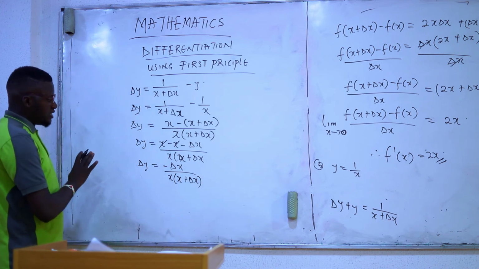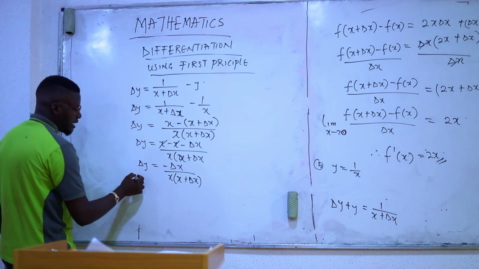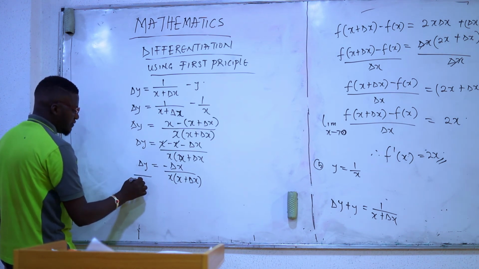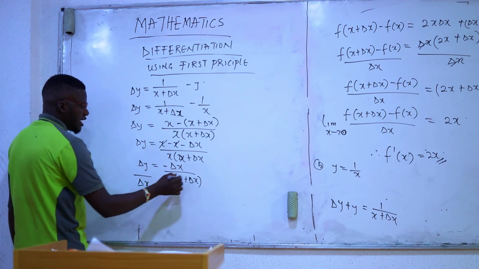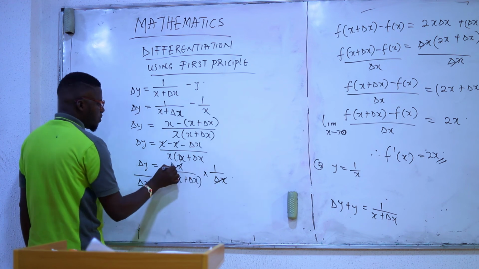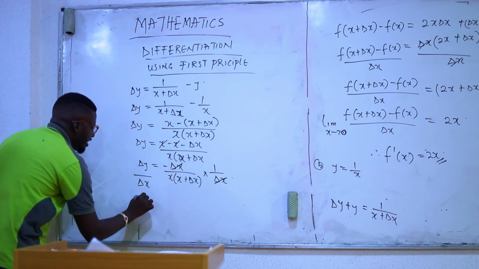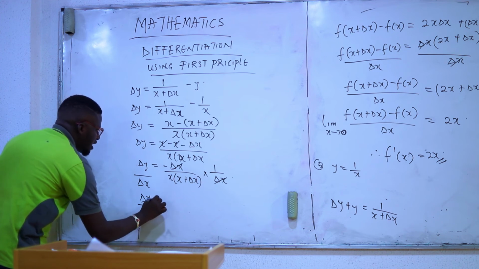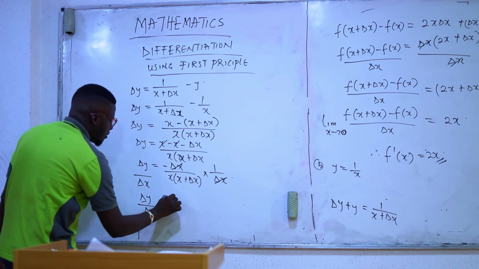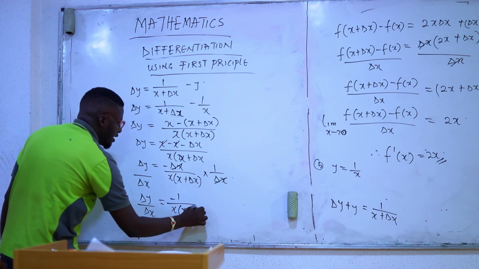So all I need to do here is just to divide both sides by change in x. So if I'm dividing both sides by change in x, I'll have this divided by change in x, then this multiplied by 1 over change in x. So this will go with this. So if it goes here, I'll be having minus 1. So I'll have my change in y over change in x is going to give me minus 1 over x bracket x plus change in x.